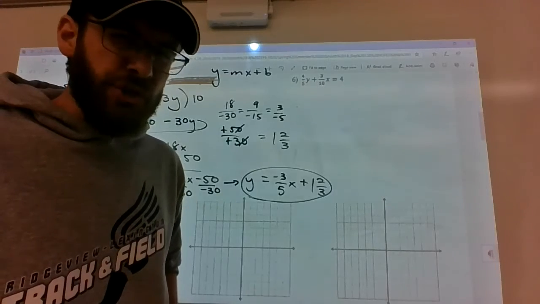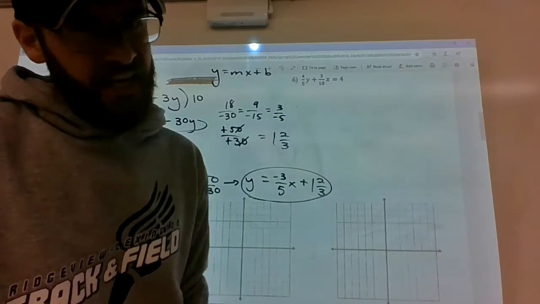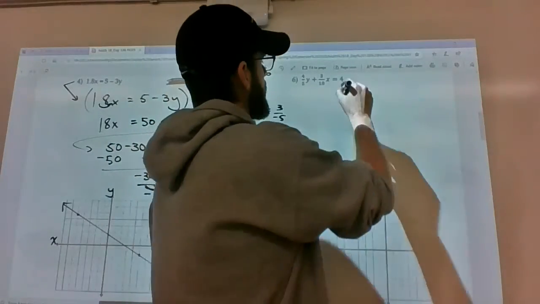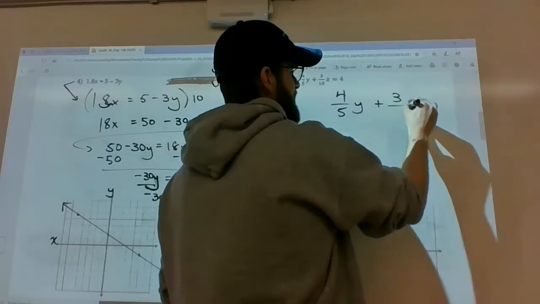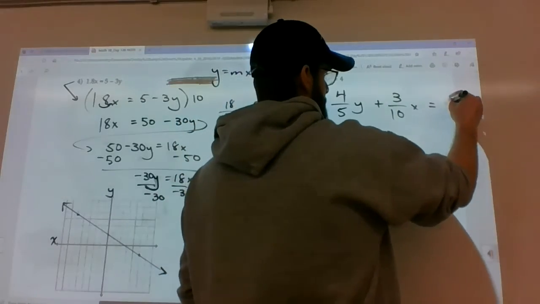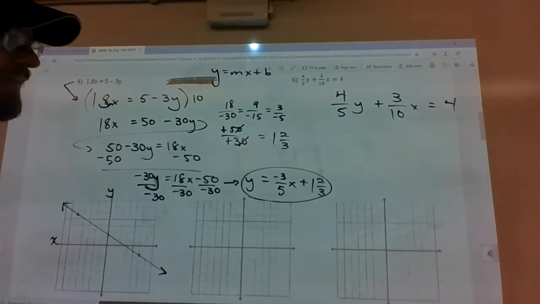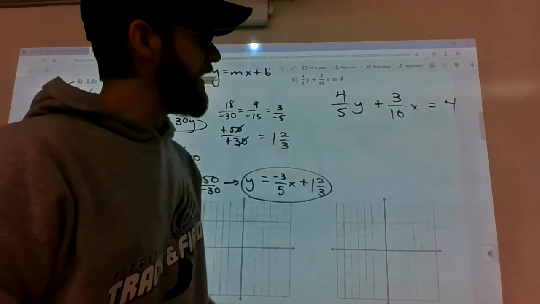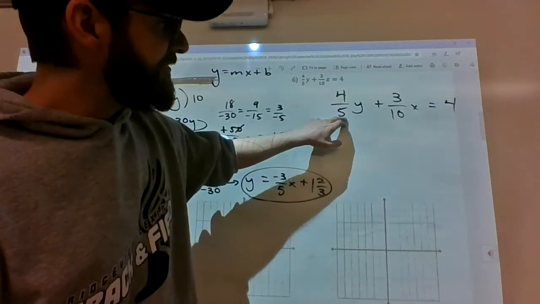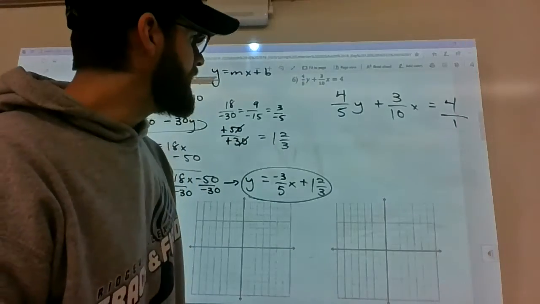This example doesn't show up on the homework, but I think it's enriching enough to where we can look at it and work our way through it. So you got 4/5 y plus 3/10 x is equal to 4. Find a common denominator. Yeah. So a denominator of 5, 10, we'll just make that a fraction, 1.